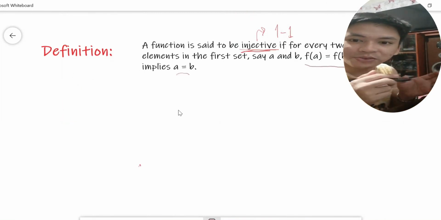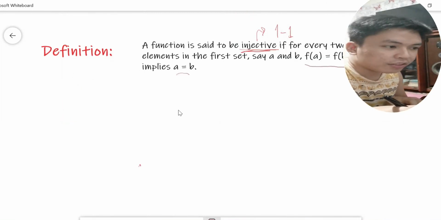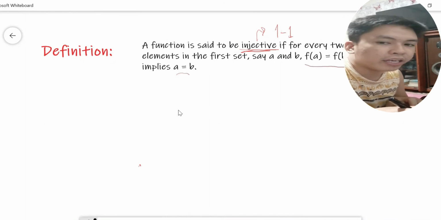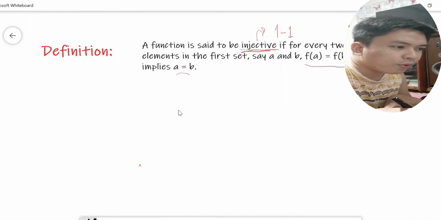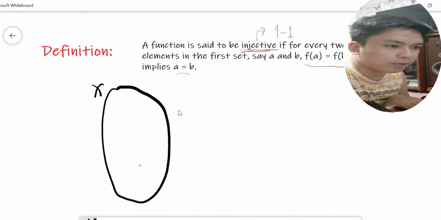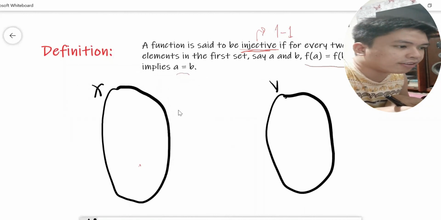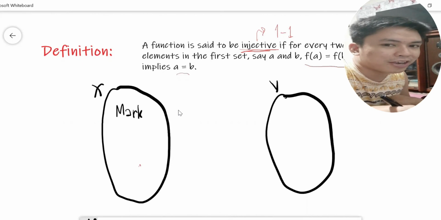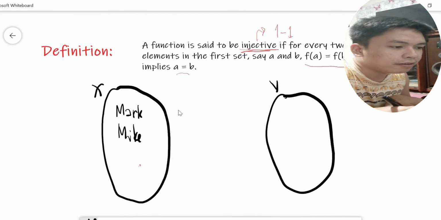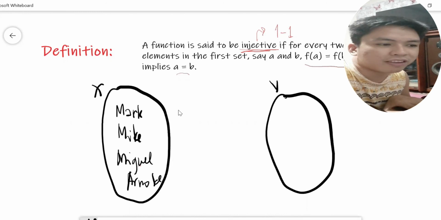Okay, so to illustrate this, what do we really mean by one-to-one? If we are going to illustrate the relationship here, I would have names of boys in the first set, so that's going to be my name, of course. I would love to have a date on Valentine's. So that's Mark, Mike, Miguel, and Arnold. I don't know why I come up with these names.